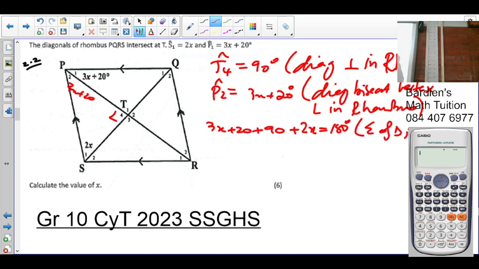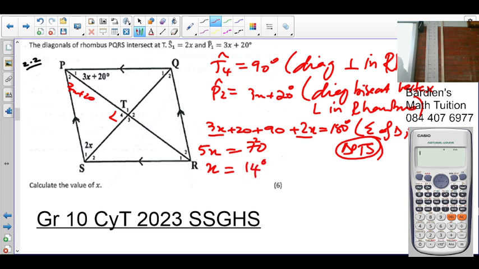Sum of angles in a triangle, in this triangle PTS. Do I have to name the triangle? Do I have to say the sport? No, okay. But it will be nice of you if you do. So 5x is equal to 180 minus 90 is 90, minus 20 is 70. Is that correct? So x works out to be 14 degrees.